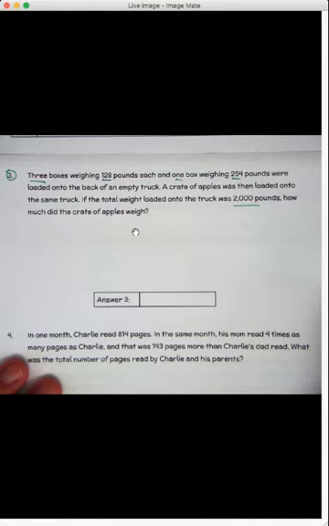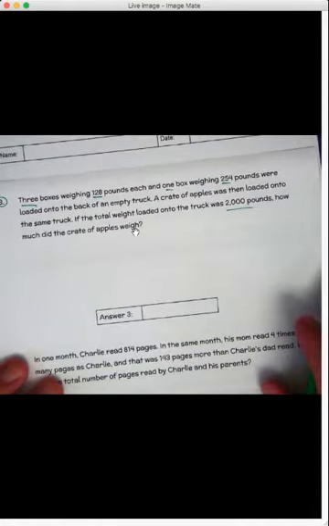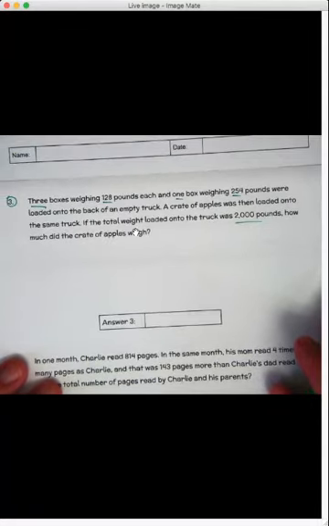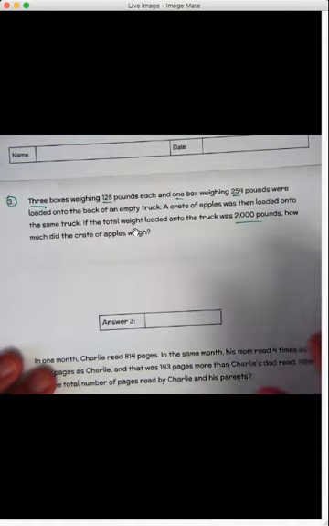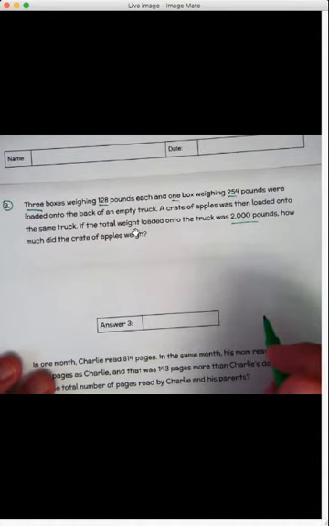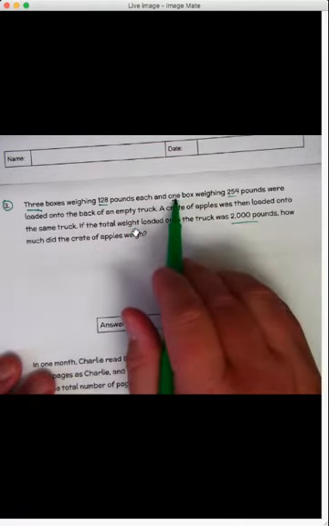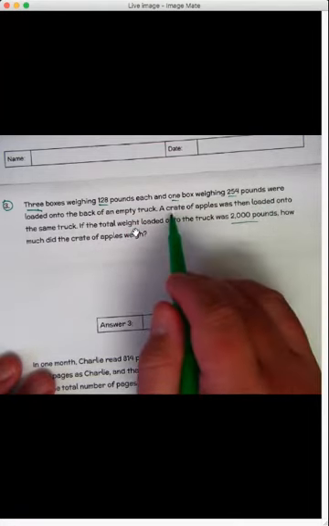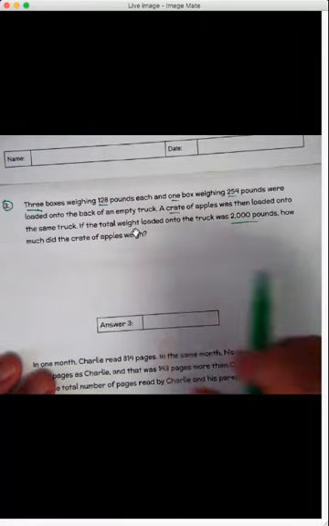Wow, there are lots of parts to this problem. So I think what I want to do is a tape diagram for this to help me visualize, because there's so many parts. I need a tape diagram to help me see what I'm doing. So I've got 3 boxes, 1 box, and then a crate of apples.